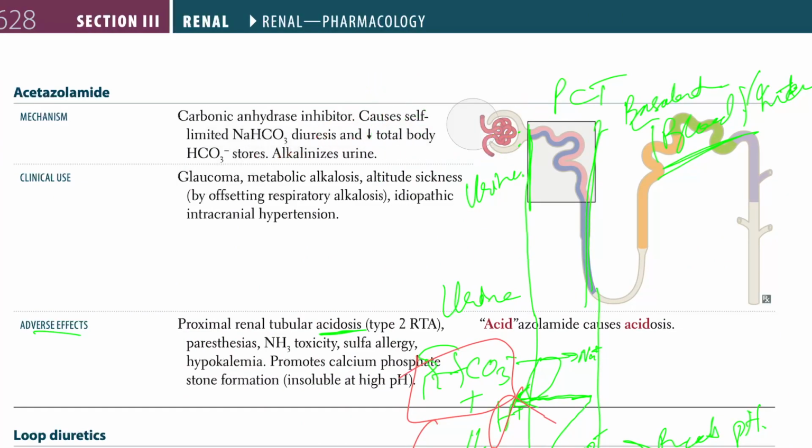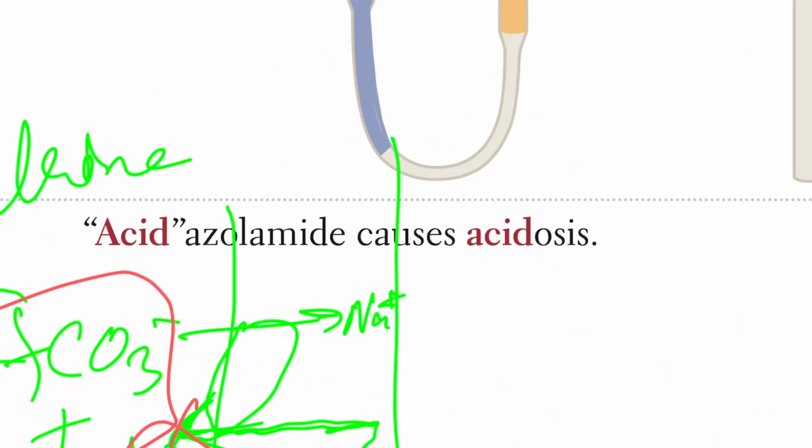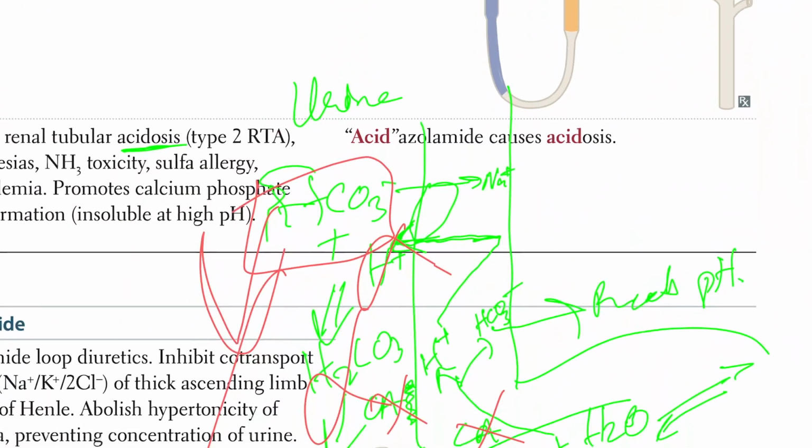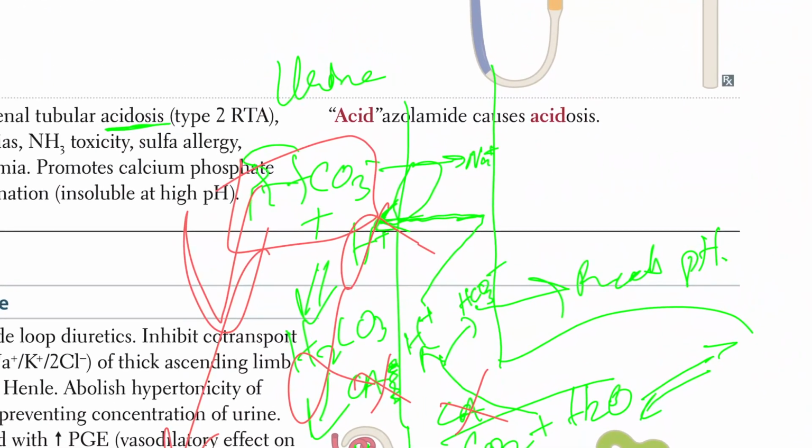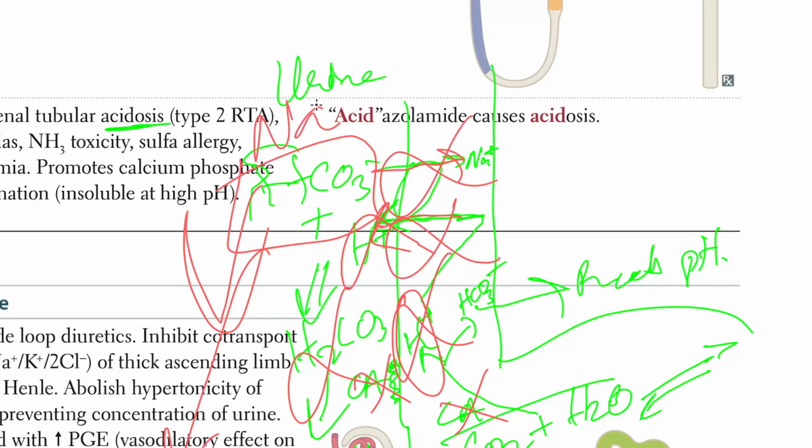Let me erase this and show you. It causes self-limited sodium bicarb diuresis. So you got the bicarb idea, how bicarb is going out. So let's talk about sodium here. Because we are not forming this hydrogen here, which was normally going out, we can't even reabsorb sodium, because we need this hydrogen to go out in order for the sodium to come in. But we don't have this. When we don't have this, the sodium cannot come in. So sodium also remains outside.